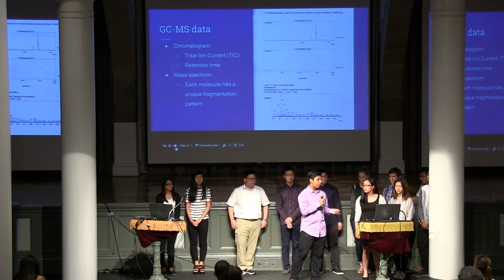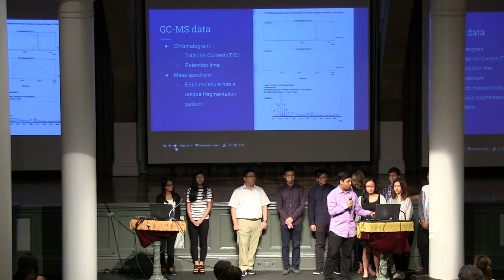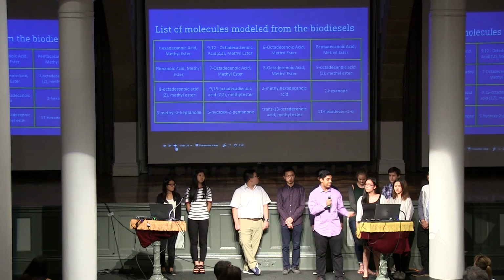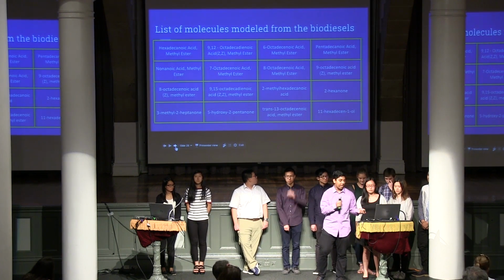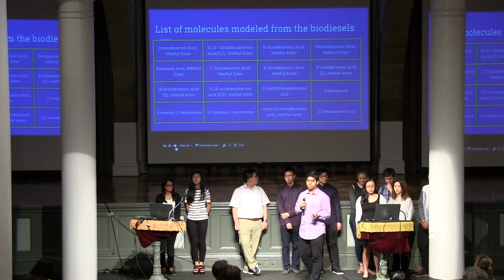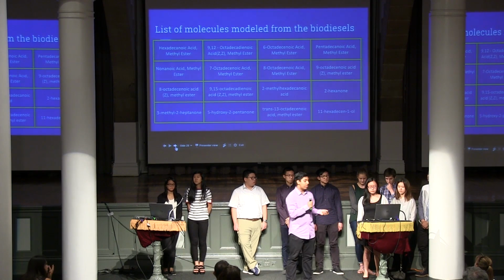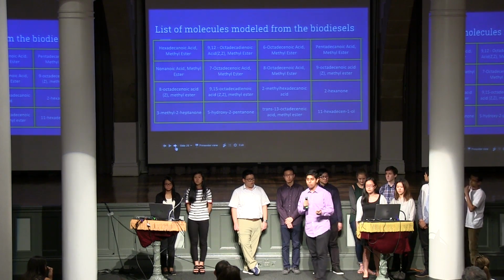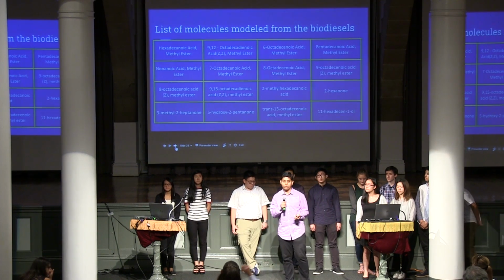And so some of the compounds that we got were hexadecanoic acid and 9,12-octadecadienoic acid, and these are all methyl esters, which we expected. However, there were some compounds like 2-hexanol and 11-hexadecen-1-ol, which were already there previously from the oils that we used.